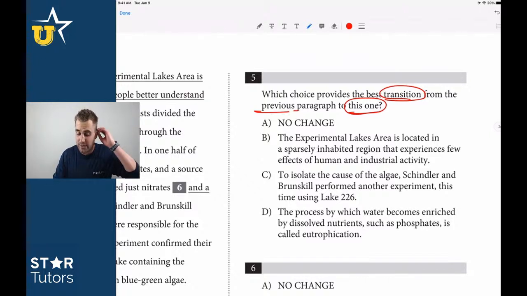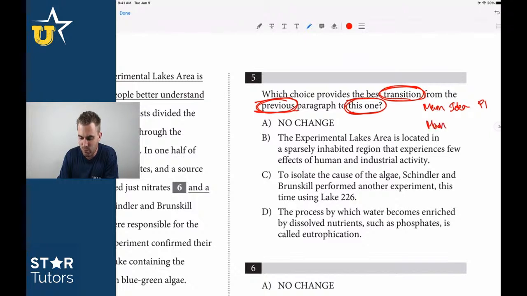Now I know you guys are looking at this being like, yeah, that's all he's going to tell us for this. But when you actually get to the test, circle the things that you're supposed to be looking for. If we are looking for transitions from the previous paragraph to this one, we should probably know the main idea of the previous paragraph, however much we need to read from it, and then the main idea of the new paragraph, and then apply the transition that includes both of those main ideas.